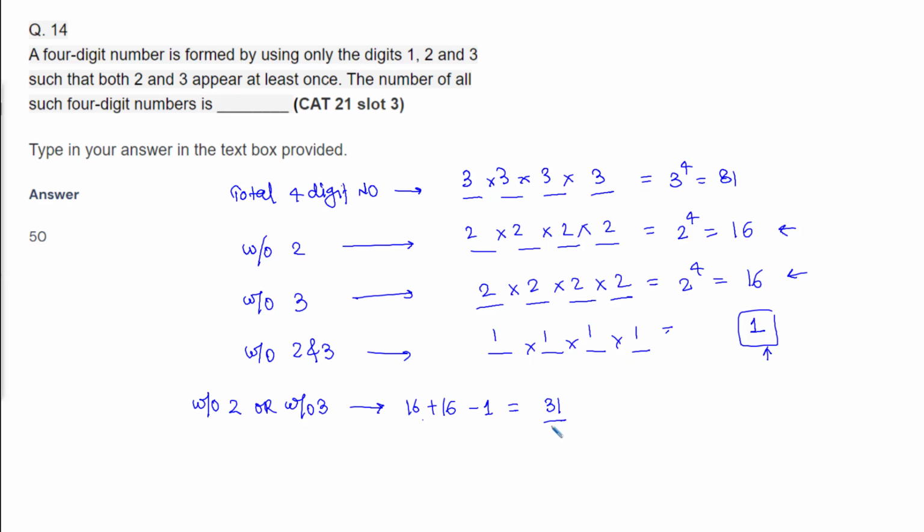These 31 numbers we don't want. We want 2 and 3 to appear at least once. So our final answer is: total 4-digit numbers are 81. Out of these 81 numbers, we don't want 31 numbers. So 50 is the final answer over here.